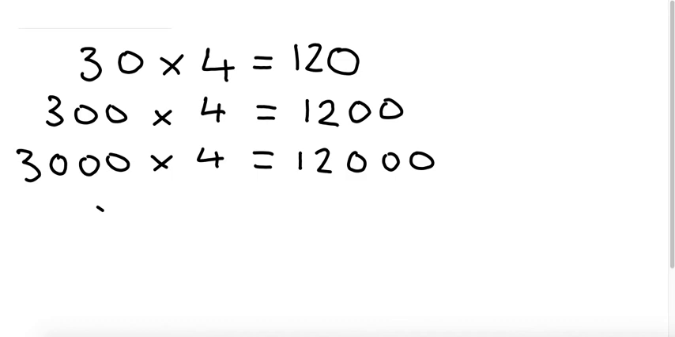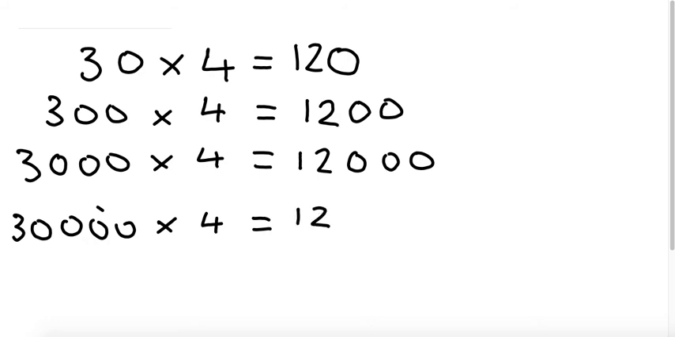And we can even go further. What if we had 30,000 times 4? The same pattern applies. We look for the basic fact, 3 times 4 is 12, and then we add on 4 zeros, 1, 2, 3, 4. So we've got 120,000. And there we go. We've just learnt how to multiply by multiples of 10, 100, and 1,000.